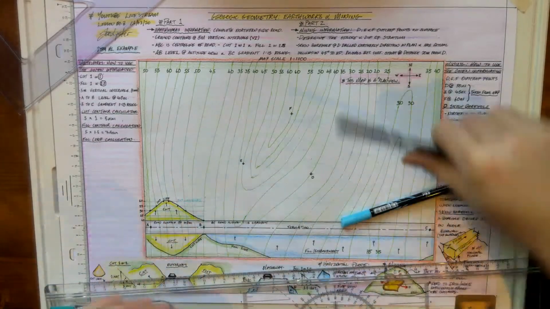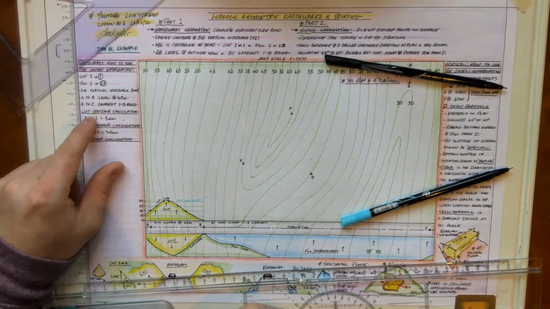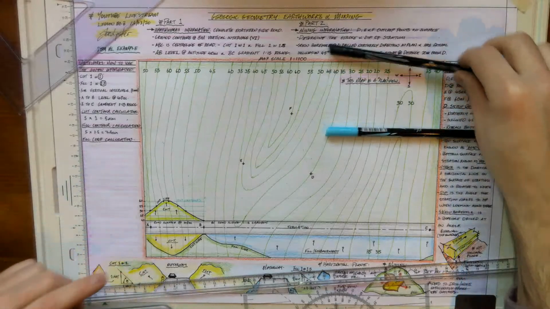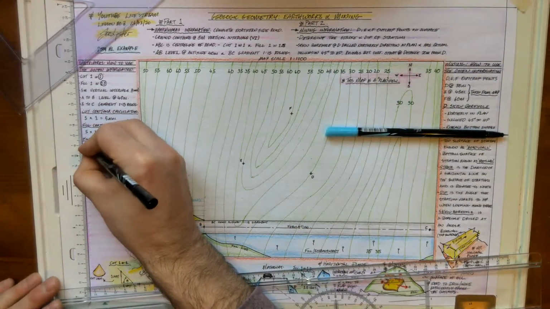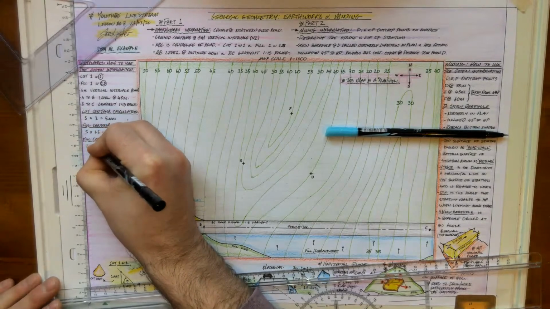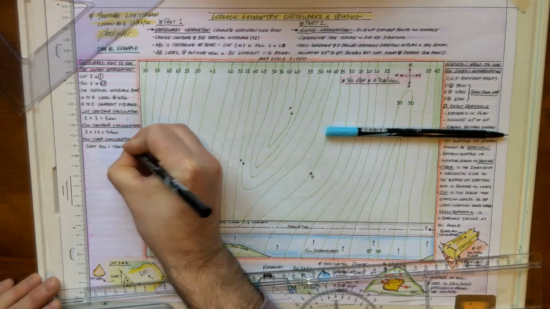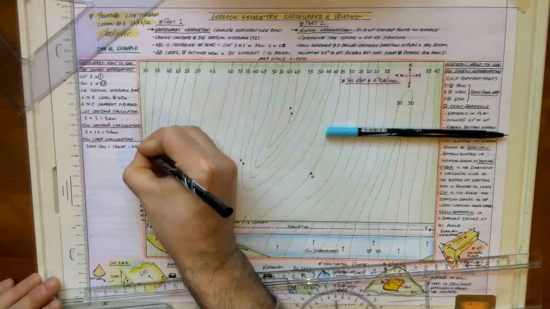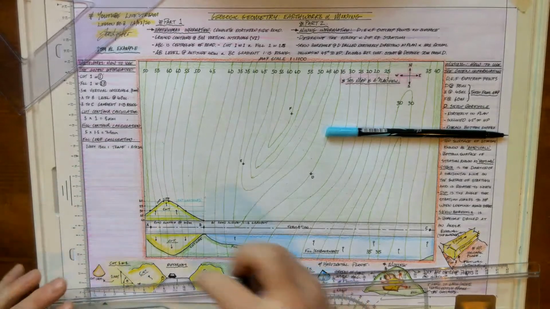Okay, now, so for this, we're going to jump back over to this side here. So it says PC gradient 1 in 15 rising, and we'll go down here to where it says cone calculation, right? So every 15 meters I travel, I rise 1 meter. Okay? Every 15 meters I travel, I rise 1 meter.